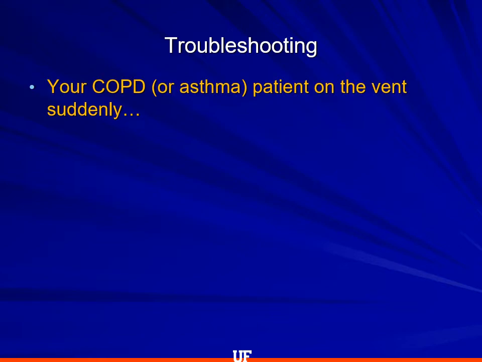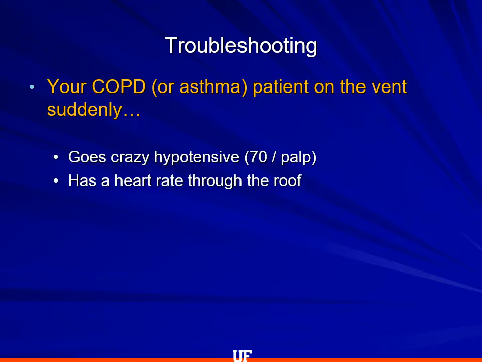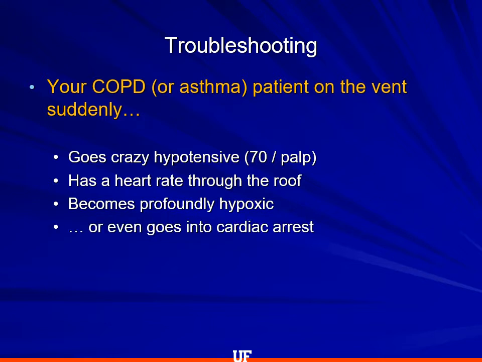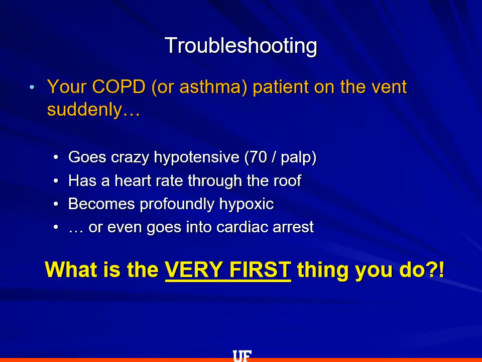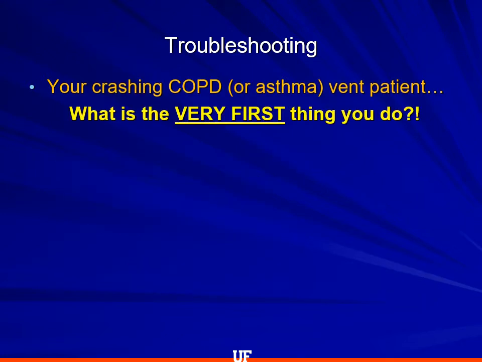Let's say your COPD or asthma or any patient on the ventilator all of a sudden goes crazy hypotensive, or gets really tachycardic, or becomes profoundly hypoxic, or even goes into complete cardiac arrest. What is the very first thing you do? So what do you do, hotshot?